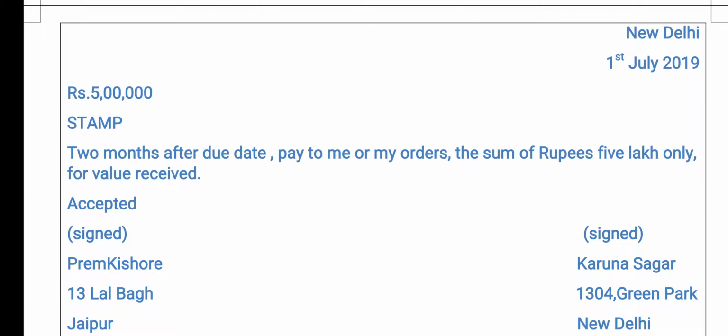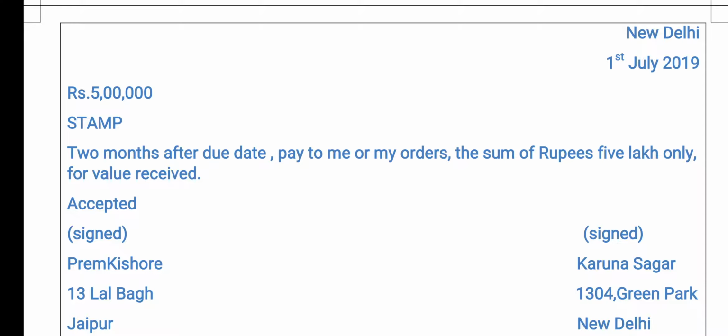So you can see on your right side there is the name of the city and the date on which it has been made, and on my left side you can see rupees 5 lakh, and under that you have to paste the stamp according to the amount. Then this line has been written, 2 months after date, pay to me or my order the sum of rupees 5 lakh only for value received. As I told you, the date has to be mentioned. The bill has been made on 1st of July, and after 2 months you have to pay back the bill.